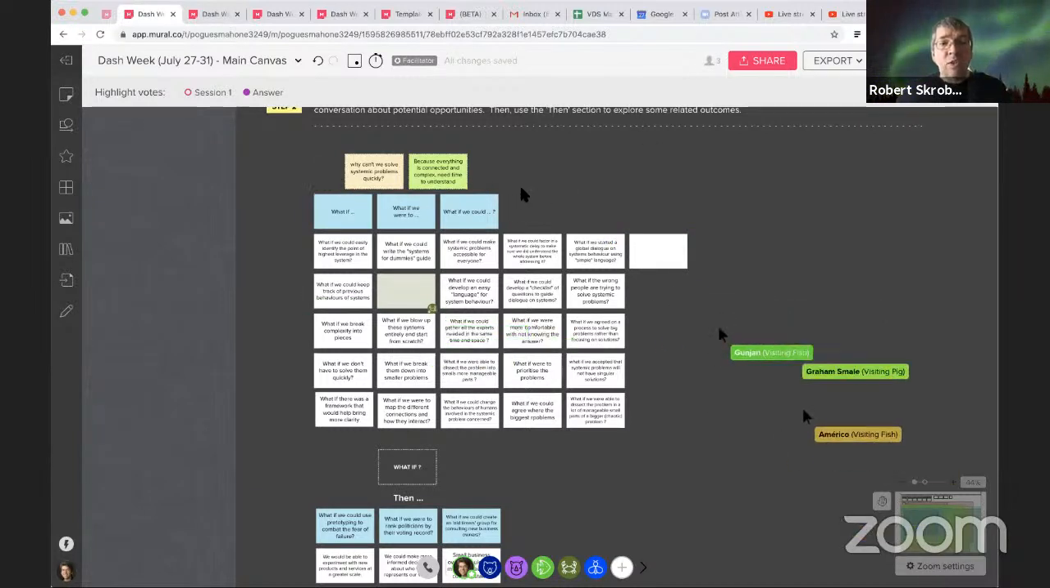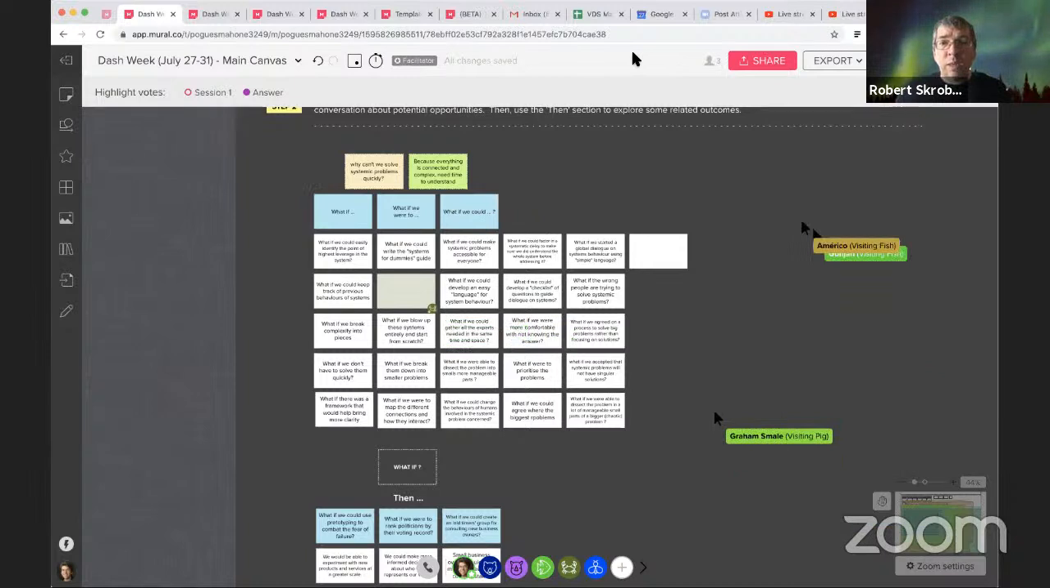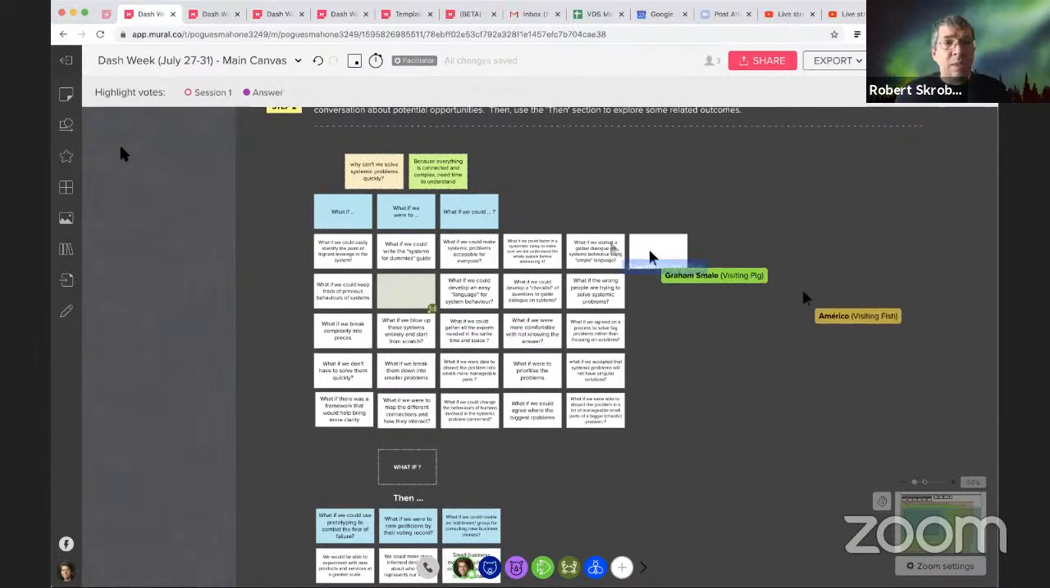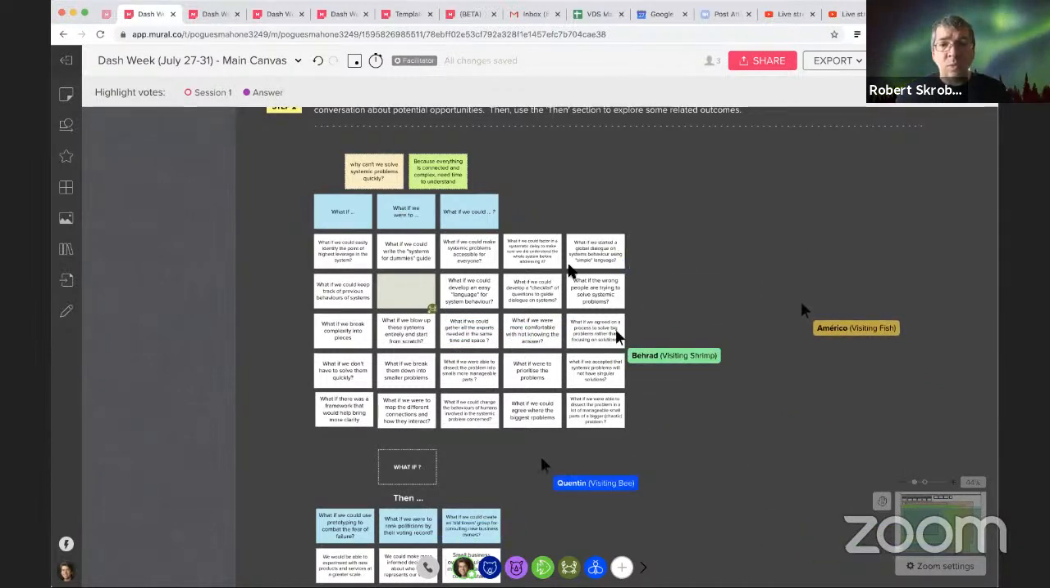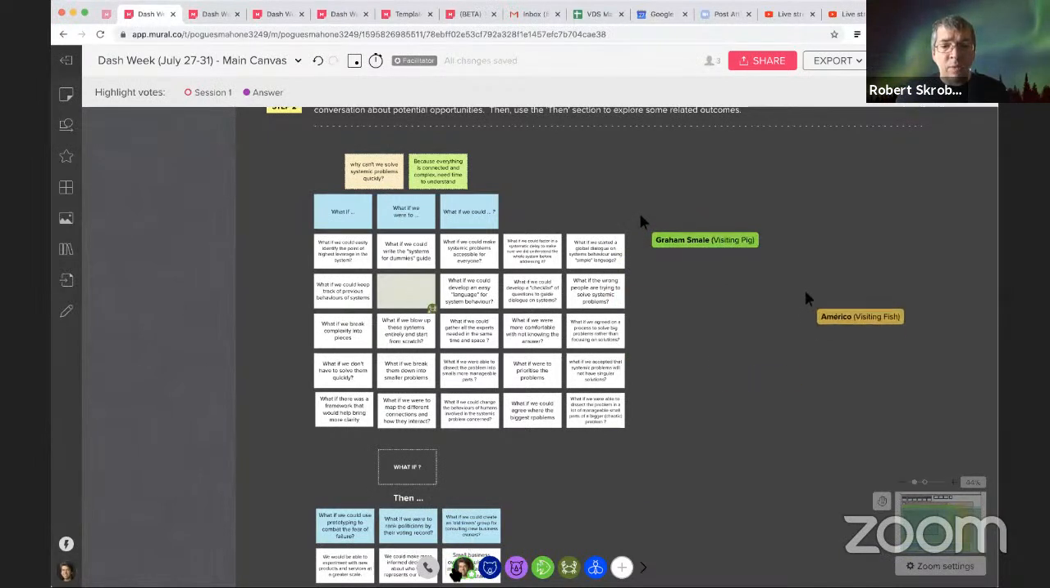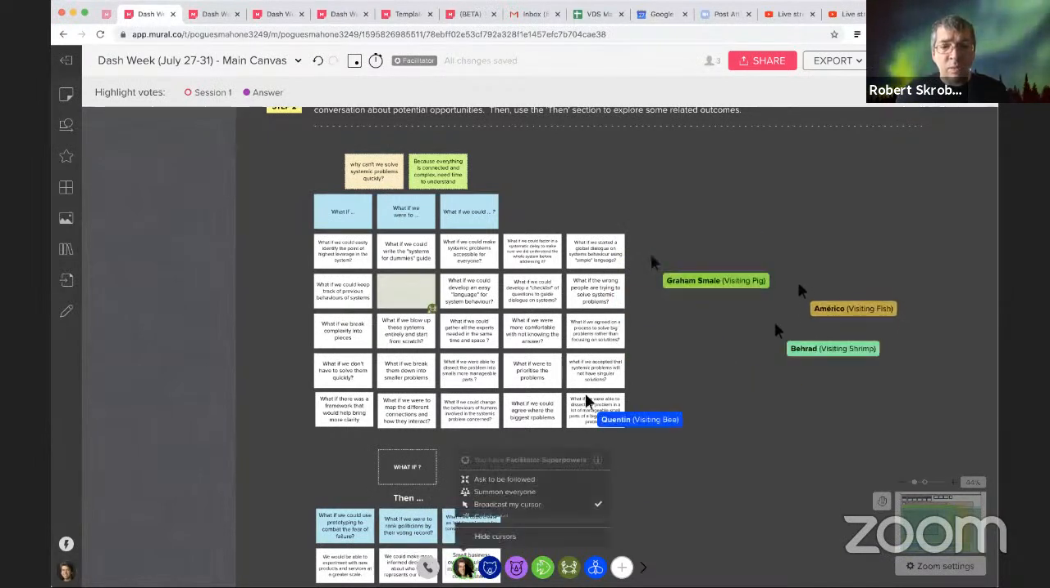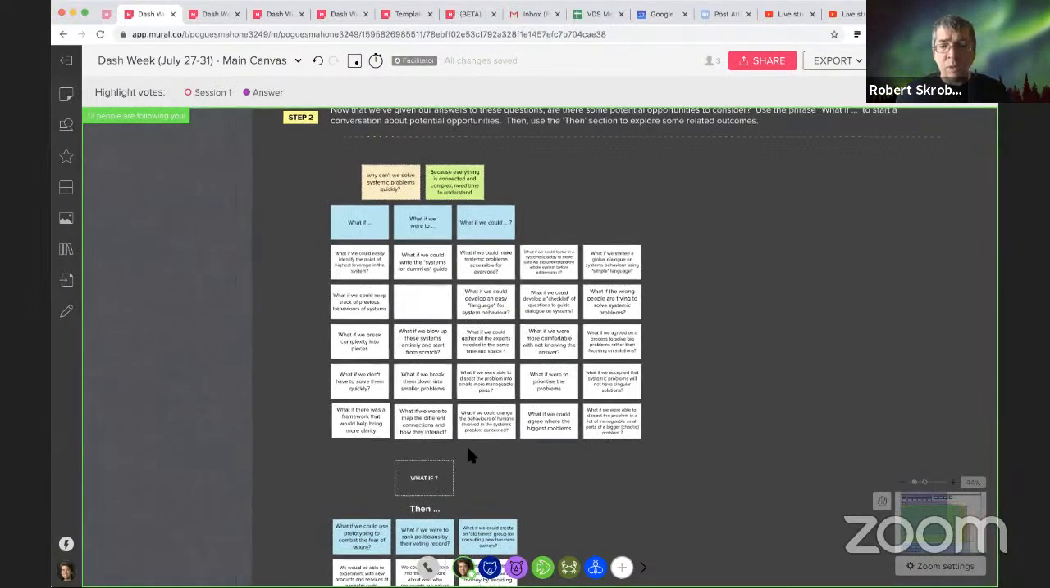Okay, so let's take this for a quick vote before we go down to the then, and then we'll complete this particular exercise as it's intended. So let me grab everybody and focus on here, so we get them all.